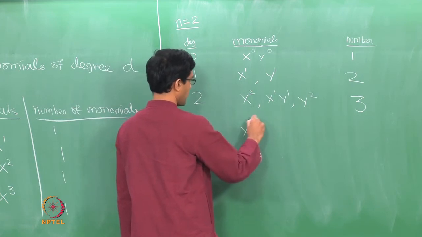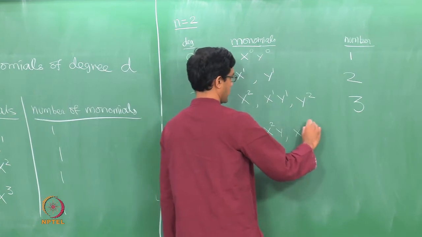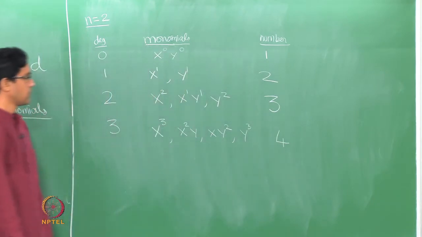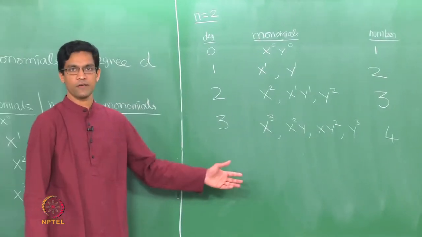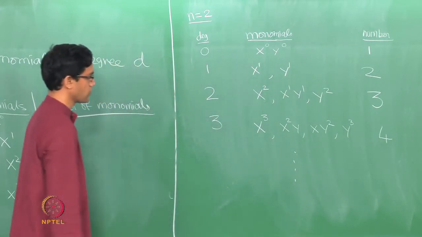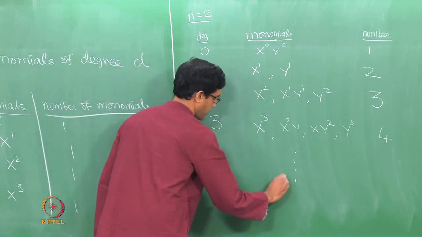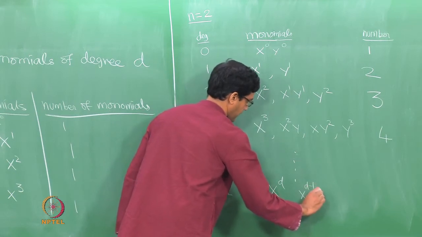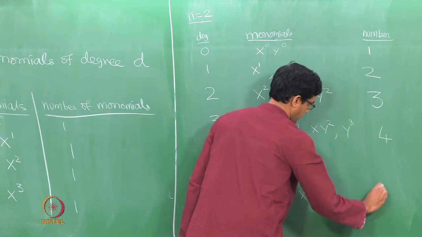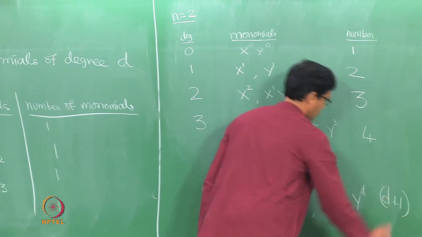Let's do the same thing. Degree 3 is x cubed, x squared y, x y squared, y cubed. So there are four monomials of degree 3, and so on. Again here it is pretty clear how this is going to go. If I have degree d, then here are the monomials, x power d. I subtract 1 power of x, increase 1 power of y, and keep doing this till I finally land up with y power d, and there are exactly d plus 1 such monomials.